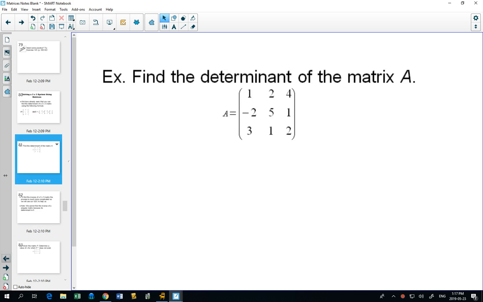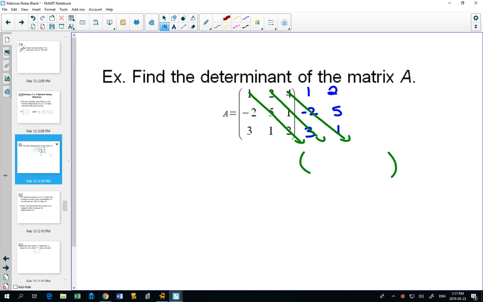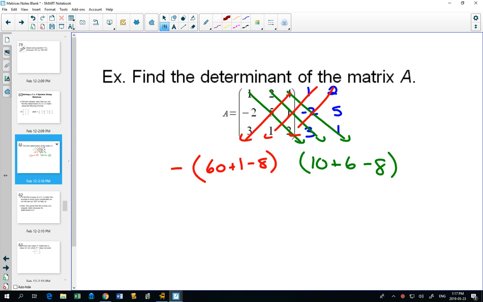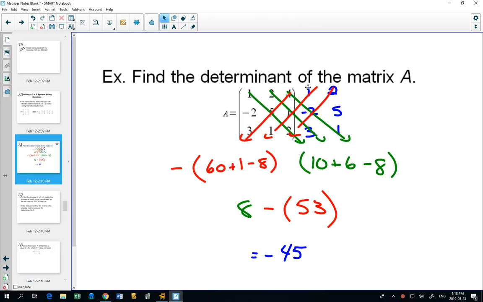So just a review of finding the determinant of a 3 by 3. This is where we rewrote the first two columns. We had 3 diagonals going this way, so that would be 10 plus 6 minus 8, and 3 diagonals going this way, 60 plus 1 minus 8. This one would be subtracted, so you're going to get 8 minus 53, negative 45. And since the determinant is not equal to 0, we would know that an inverse exists for this matrix.